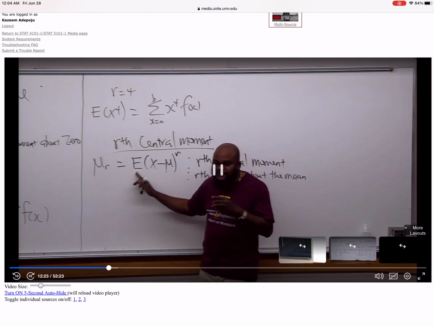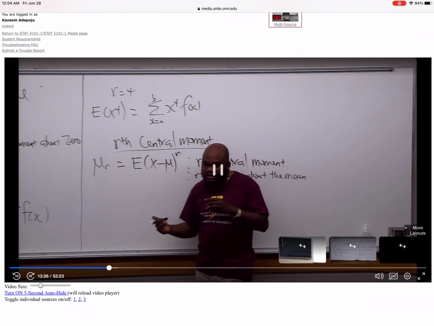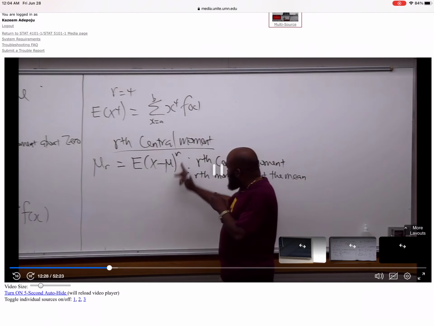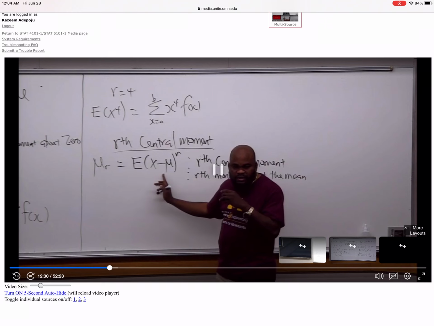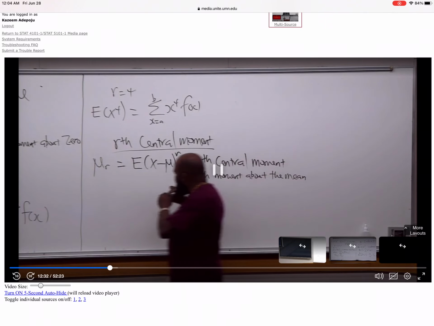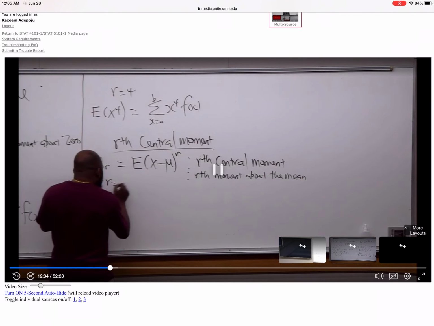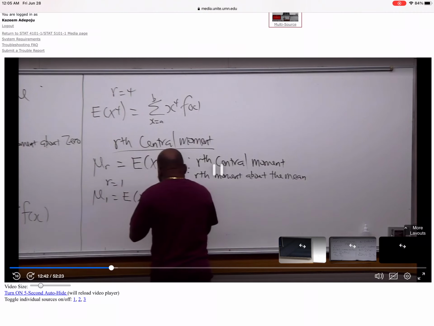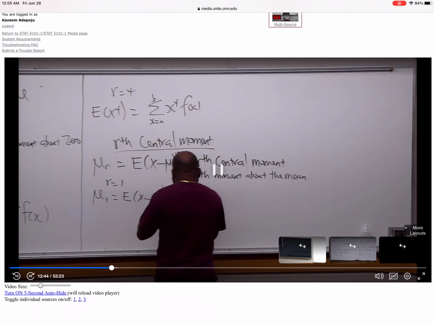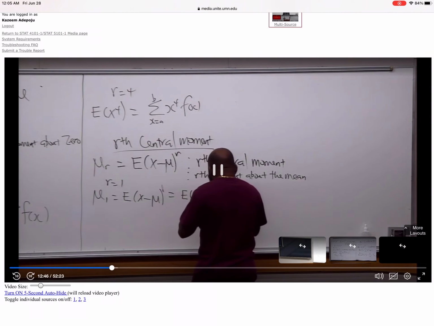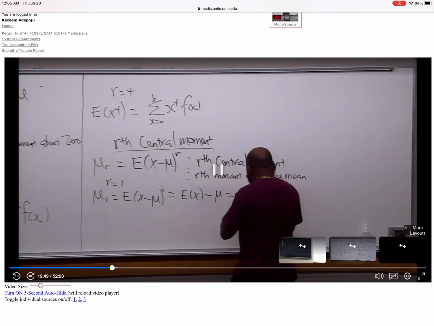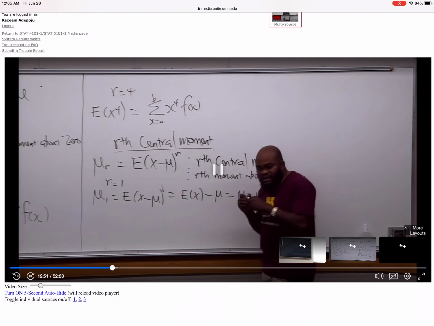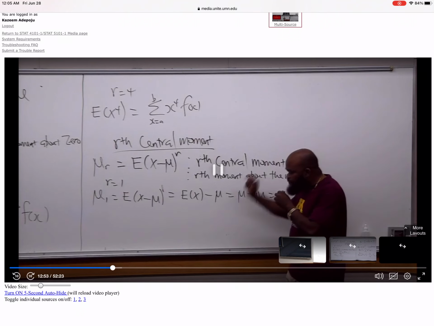Now, do you know what happens when r equals 1 here? When r equals 1, I'm actually going to have this guy, which is going to be the expected value of x minus mu, and this guy, which is going to be mu minus mu, equal to 0. And that is the reason why we say the first moment about the mean is going to be 0.